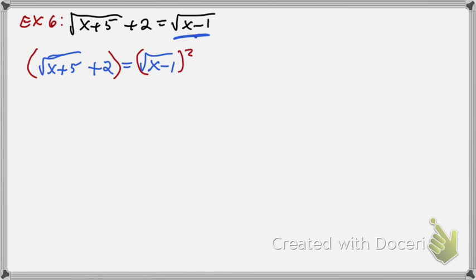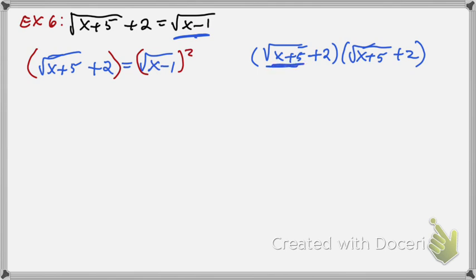So let's FOIL the left-hand side. So I've got square root of x plus 5, which is just a thing. Okay, here's the deal. If this is just a thing, I'm multiplying that thing times itself. What should I get? X plus 5, because of that concept we talked about earlier, right? So I'm getting x plus 5.